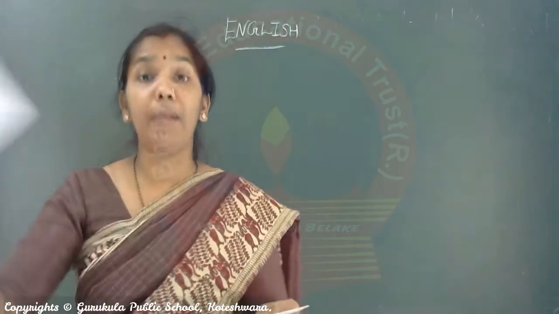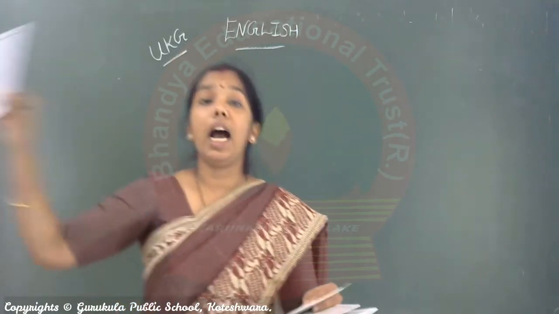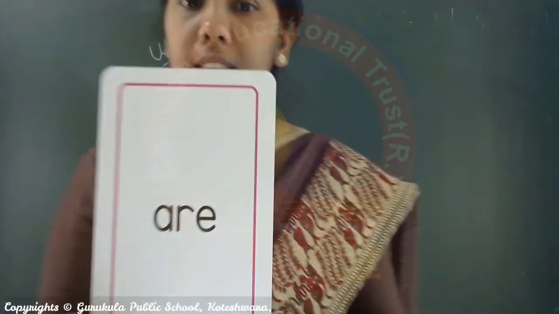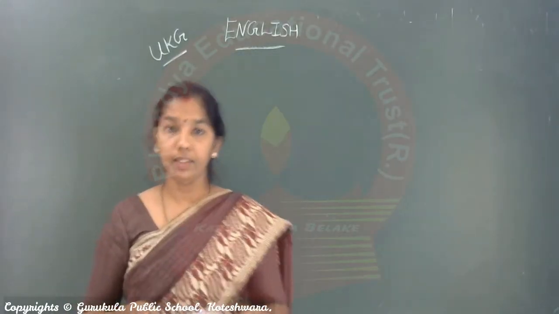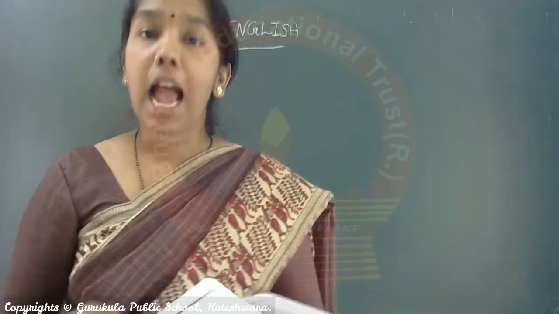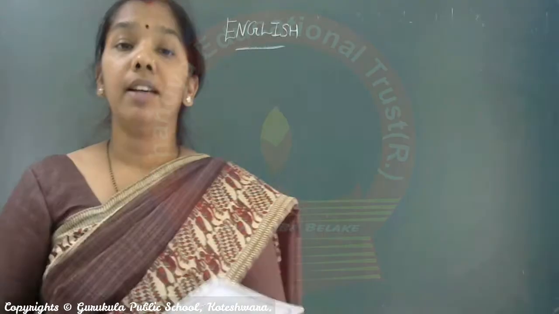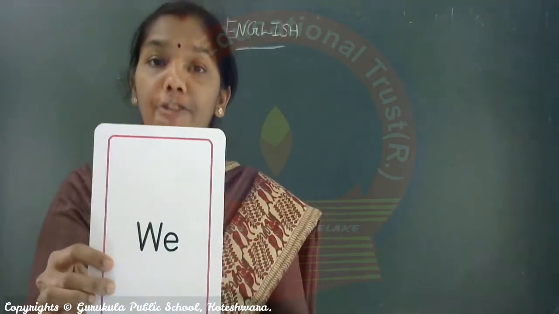Okay? They are playing in the garden. Many children are playing, that time we call it as they are playing in the garden. This word is used, right? A-R-E, are. Okay? Then, A-T, at. M-E, me. Correct? W-E, we.